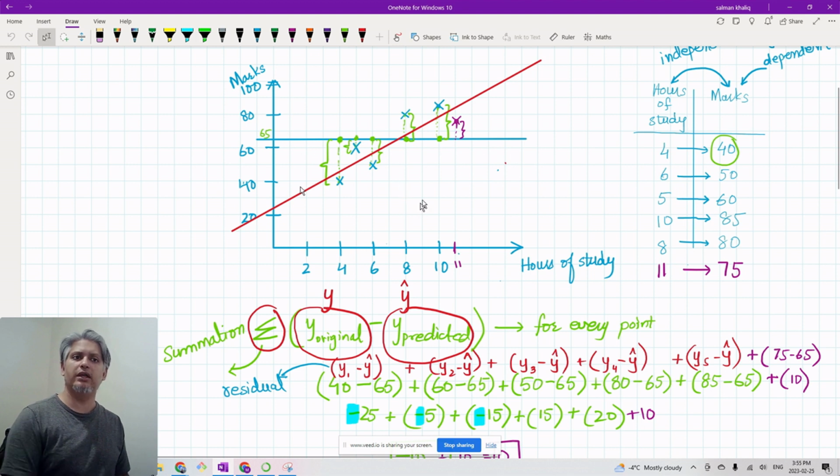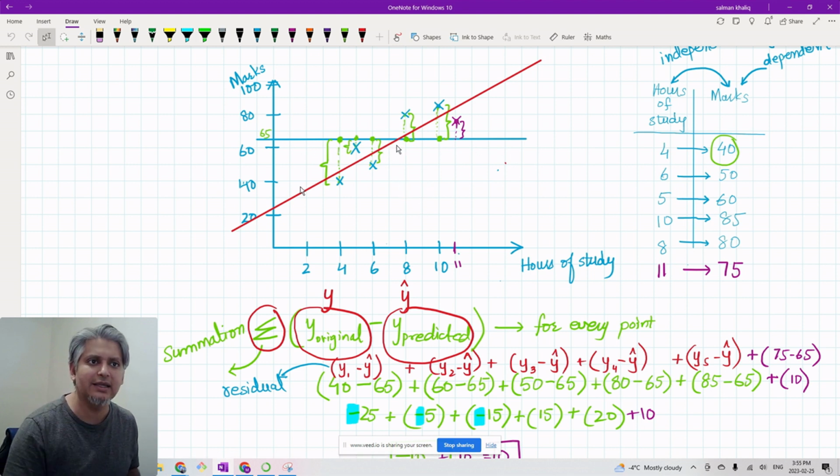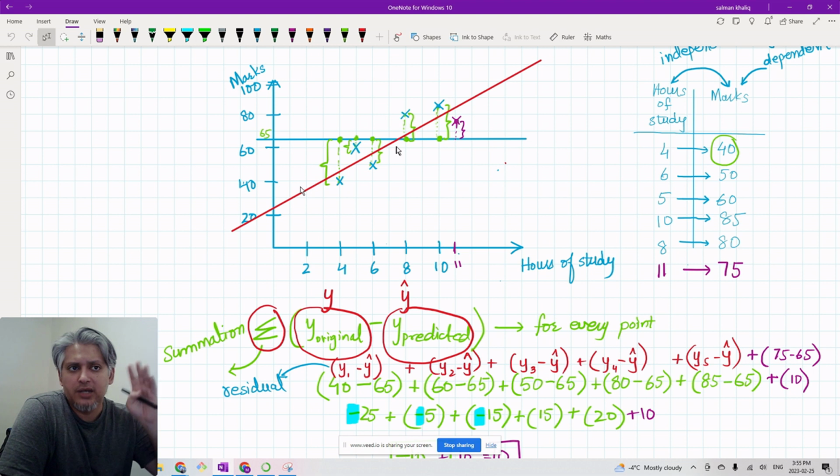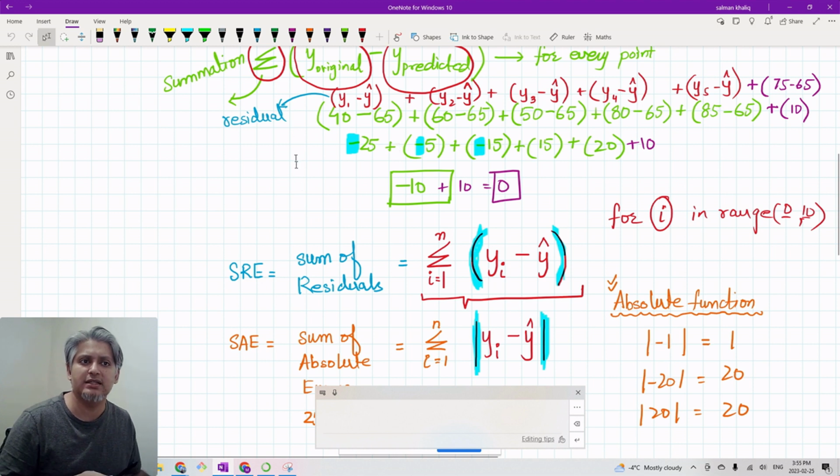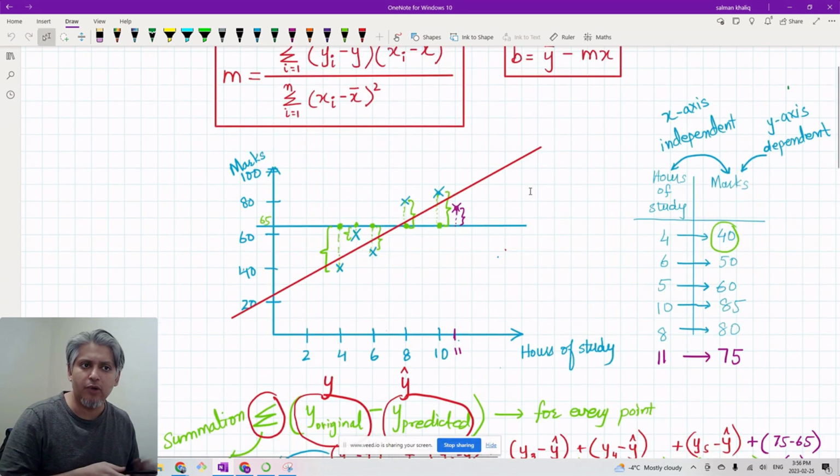This horizontal line was doing it, and this horizontal line is technically telling us that no matter what you studied, the examiner is giving everyone 65 points. That is what is happening over here. Do you see the point here?